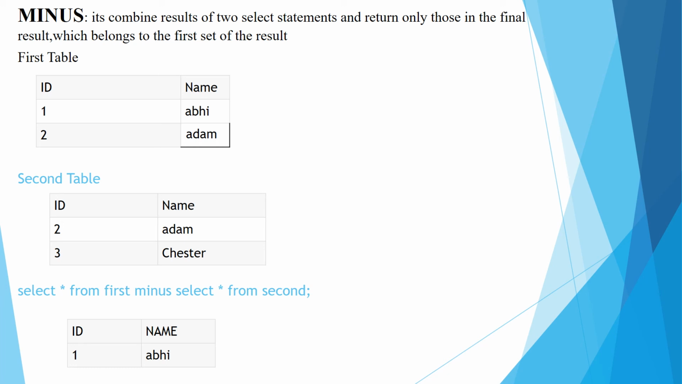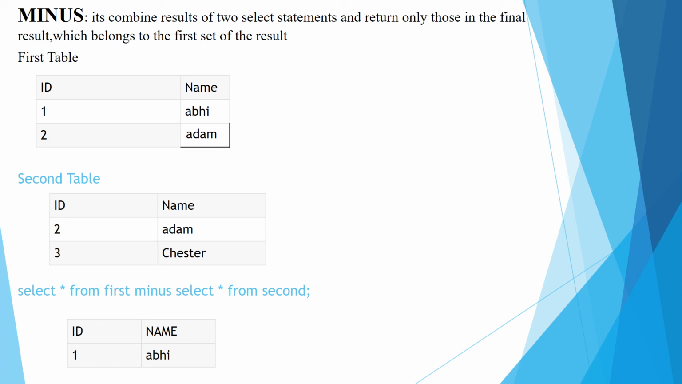In this example, the first table has attributes ID and name, with values 1 and 2, Abhi and Adam. The second table has ID 2 and 3, with names Adam and Sister. In these two tables, the repeated value is ID 2 and Adam, so that is discarded. Apart from that, the only value present in the first table is ID 1 and name Abhi. That will be shown in the resultant table. So this is for the minus operation.